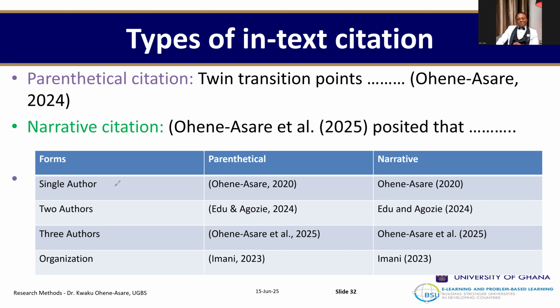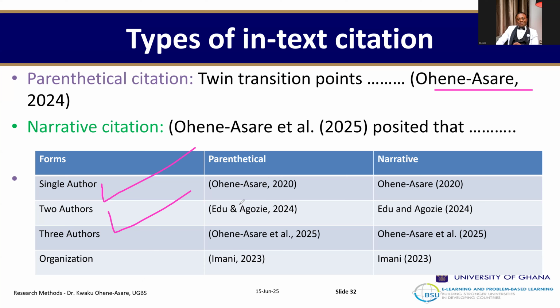Now, if it is a single author, that's the first one we just did here. Then you have Ohene Asare, 2020, with a comma. That is when you are using the parenthetical. Now, if it is a narrative, it's the same thing. If there are two authors, then you say Edu and Agozi, 2024.